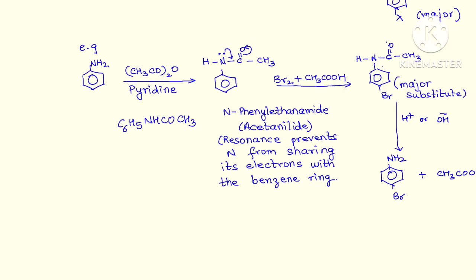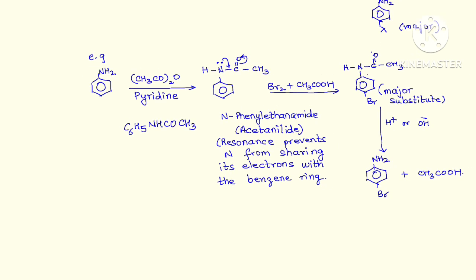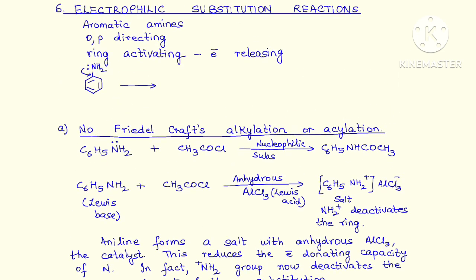Now, the lone pair of electrons on the nitrogen is actually busy with the carbonyl. So there is a lower possibility. We are not saying that there is no possibility, but the number of canonical structures where the electrons of the nitrogen go onto the benzene ring becomes less, because our electrons are now engaged with the C double bond O group as well.